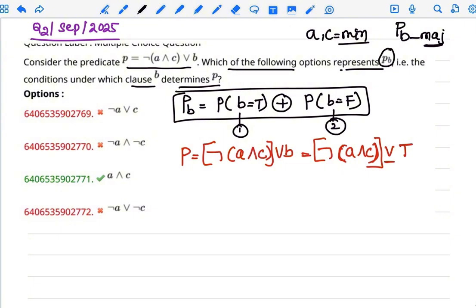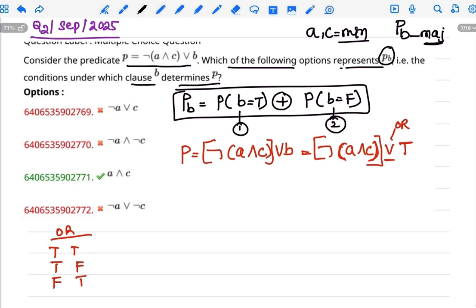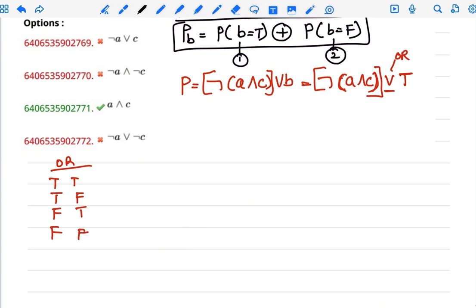So this is an OR gate, right? For an OR gate, the input combinations are true true, true false, false true, and false false. For an OR gate, if one of the inputs is true, both inputs true, or one input true, the output is true, irrespective of the other input. Don't care.